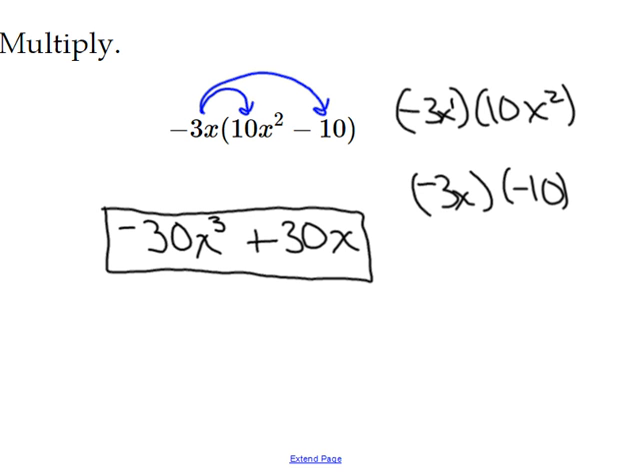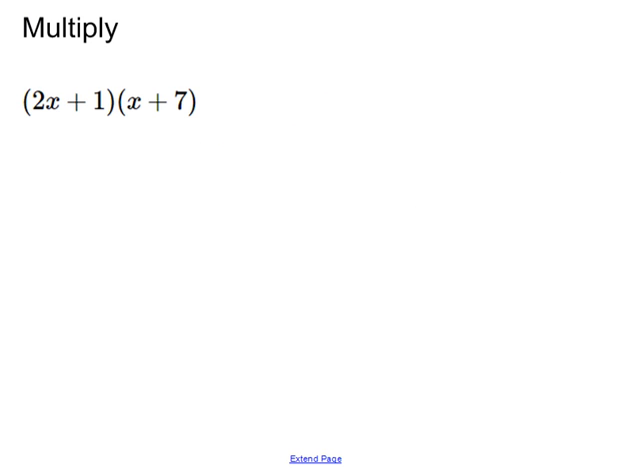Okay, we have one more application of the distributive property. We can also use the distributive property to multiply binomials. And these are called binomials because each set of parentheses is made up of 2 terms. And we're just going to use the distributive property again to multiply these binomials. So here's what we do. We're going to start with 2x first. And what we're going to do is we're going to distribute that 2x.